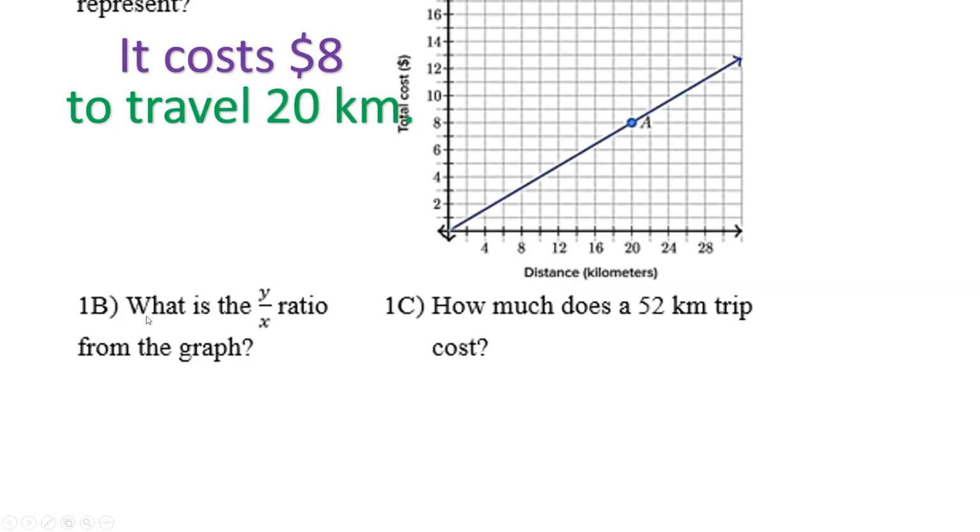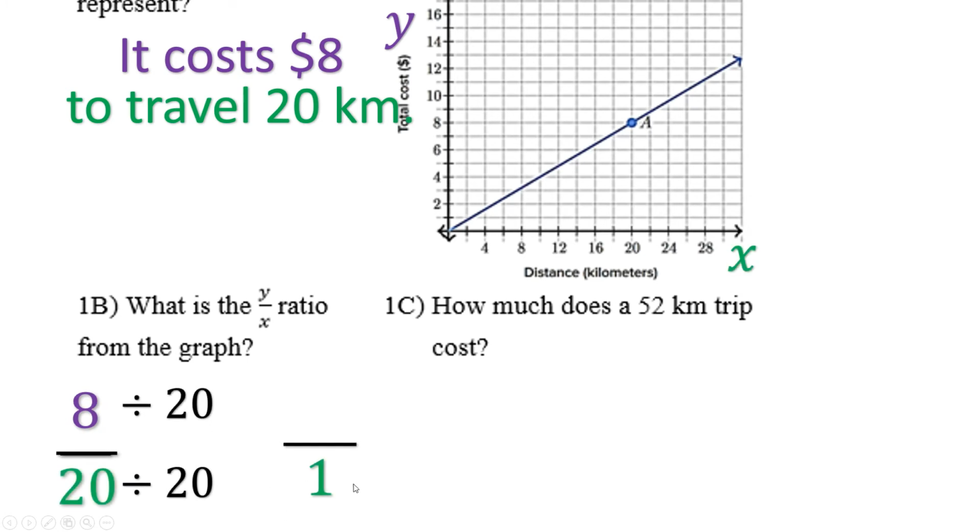And then 1b, and I've written it on the note, simplified y over x ratio from the graph. So we want to find out what 1 kilometer is worth. So our y over x simplified. y is this side. So we have 8/20. And if we divide by 20, we'll get a unit rate, and it will be 40 cents. So it's 40 cents per kilometer.